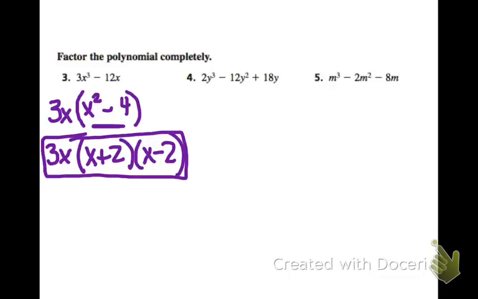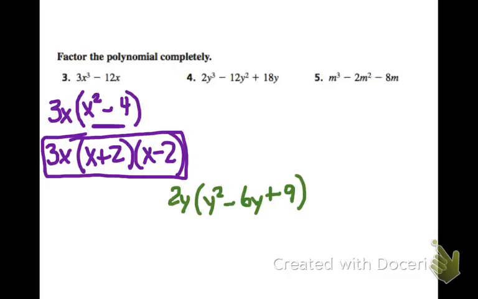For number 4 in the middle, when I look at the 3 terms, I know that they all have a common factor of 2y. So I'm going to work a little bit lower here. I'm going to bring out the 2y. I'm going to change colors too so you don't get them mixed up here. So if I factor out the 2y, I'll be left with y squared minus 6y plus 9.